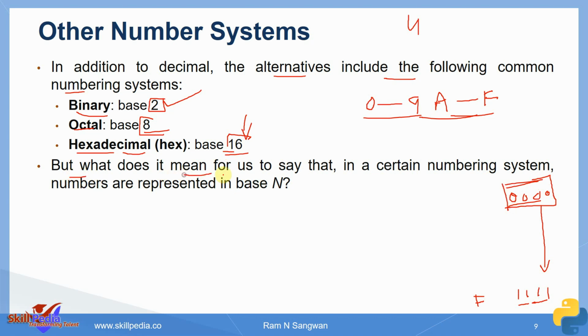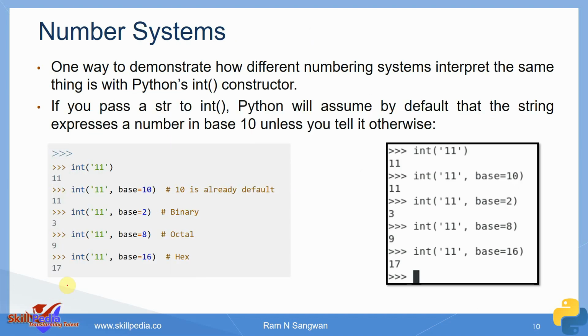But what does it mean for us to say that in a certain number system, numbers are represented in base n, base 2, base 8, base 16? What is the meaning and significance of this? We need to understand number systems a little with examples. One way to demonstrate how different number systems interpret the same thing is with Python's integer constructor.